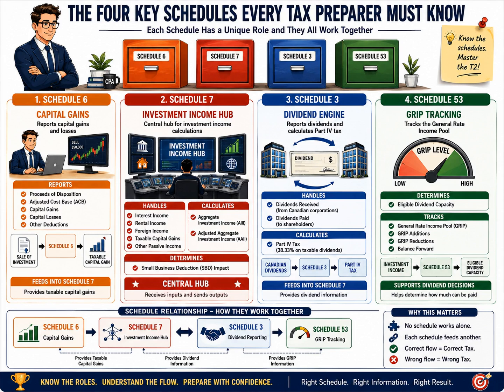Now look at the relationship diagram at the bottom of the slide. Notice that information flows between schedules. Schedule 6 feeds taxable capital gains into Schedule 7. Schedule 3 provides dividend-related information that supports Schedule 7 and other tax calculations. Schedule 53 tracks dividend capacity based on information generated elsewhere in the return.